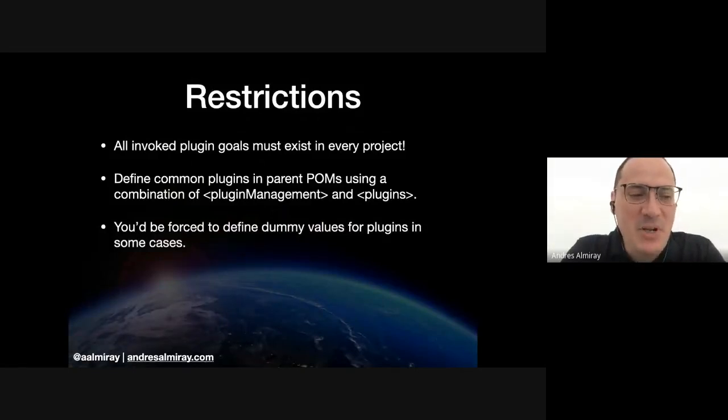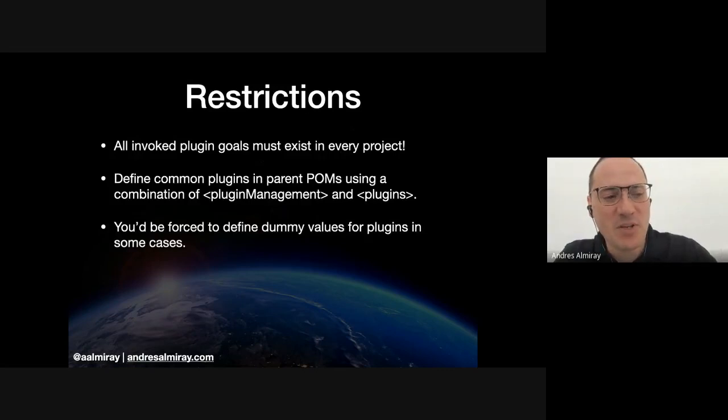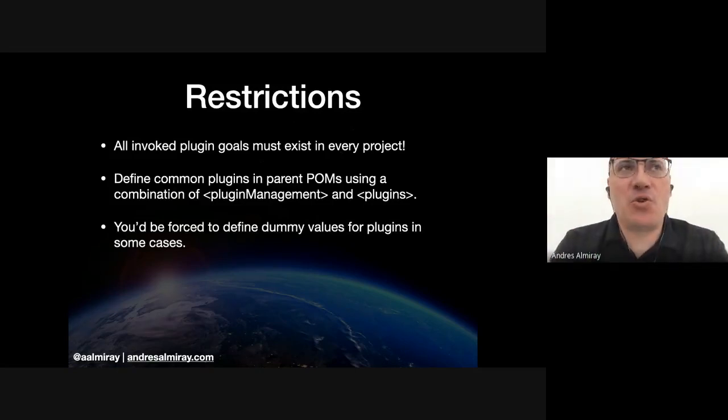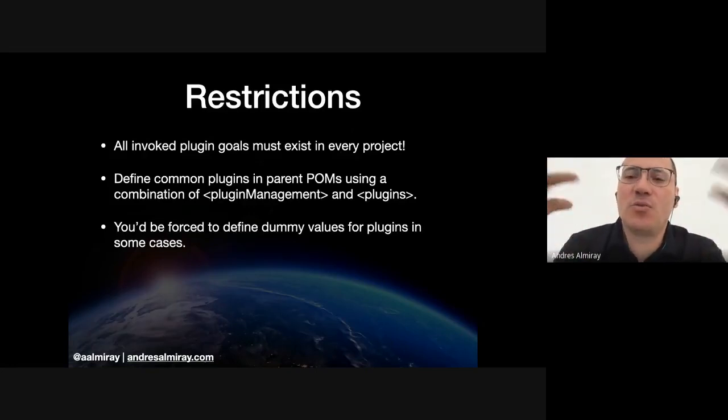Because every plugin and every goal is invoked for all the projects in the reactor, we have to do something. What we have to do to work around this for now is be sure that the plugin that we want to invoke is defined in every single project. For this, we use the plugin management block. We may have to define some dummy values for some parameters just to make sure that when the reactor constructs what needs to be evaluated, it works correctly, but that does not mean it's going to be executed. So let me show you a demo of this.